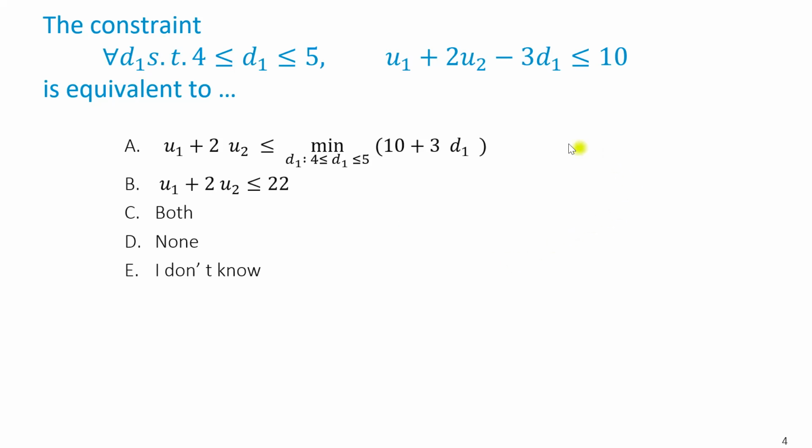Let me ask the following two questions. If I consider those constraints here, remember those are constraints on U1 and U2 that contain a dummy variable D1. If I want to remove D1, for example, an oracle proposes to me that this is equivalent to U1 plus 2 U2 less than or equal to 22. Here's another formulation. Is any of these formulations true?